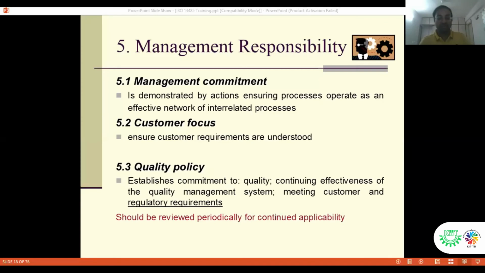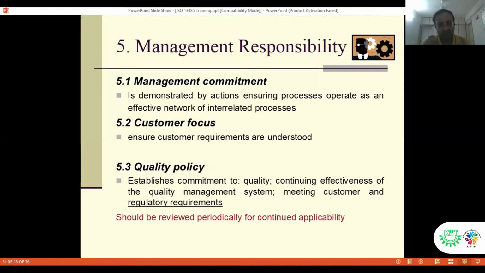So we have completed the clause 4 requirement. Now I'm moving to the clause 5 requirement because the number of slides is very huge, so I have to quickly go ahead with all the clause requirements. Clause 5 talks about management responsibility. I will give you major information on the important aspects which you have to consider while you are going to implement the 13485 system.